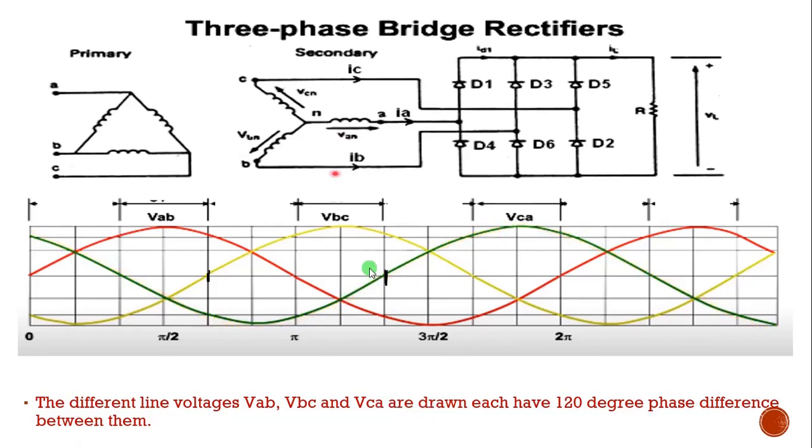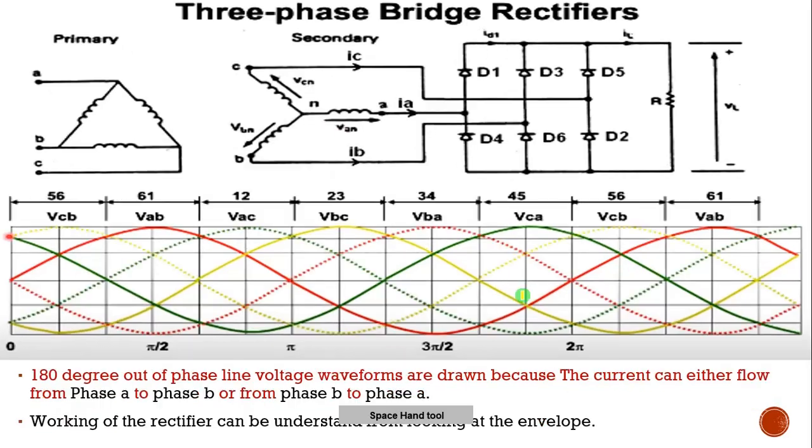Every voltage has a 120-degree phase shift between each one, and the line voltages VAB, VBC, VCA are drawn. Each will have a 120-degree phase difference between them. And now we will draw the 180-degree phase shift waveform of those three waves we have drawn earlier. That is, VAB is this one.